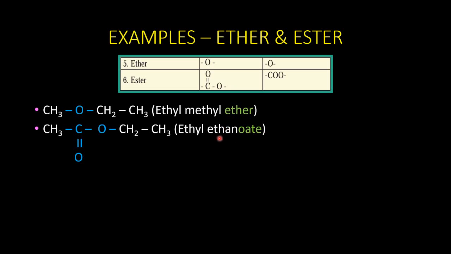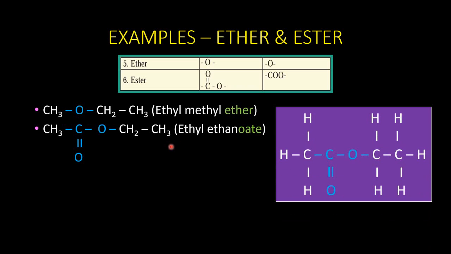So it is ethyl ethanoate. OATE is the name change with the presence of ester functional group. So this is an elaborate structure. You can see the tetravalency of carbon, single valency of hydrogen and double valency of oxygen. Everything is being satisfied. It is always recommended to write the structure in this elaborate model so that we will not make any mistakes.